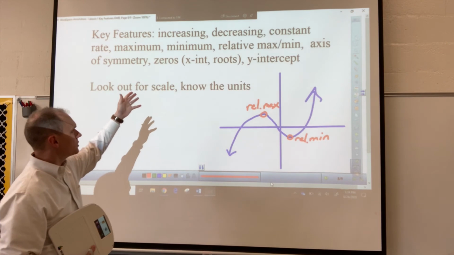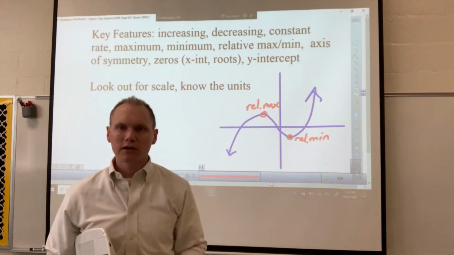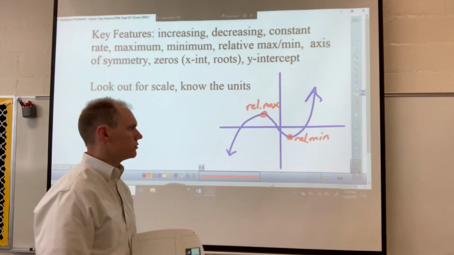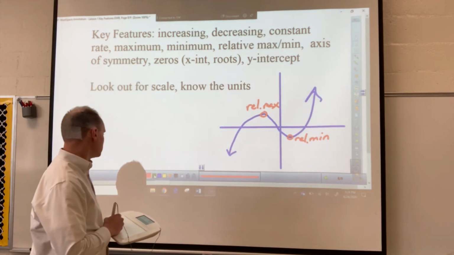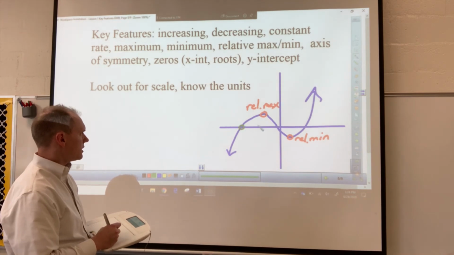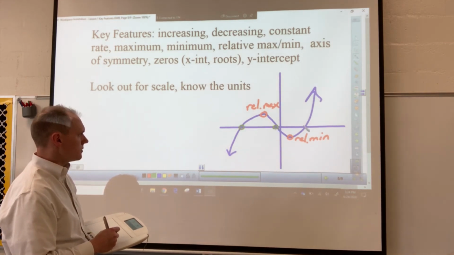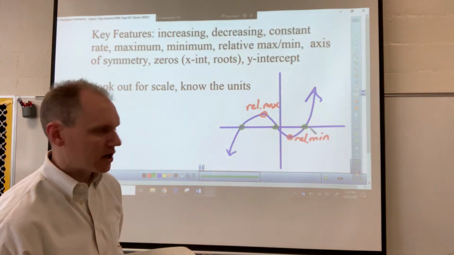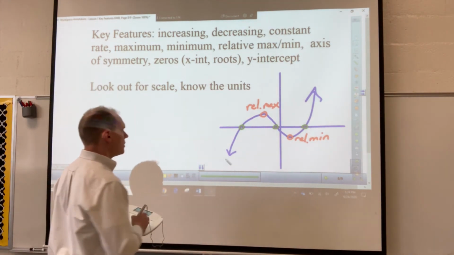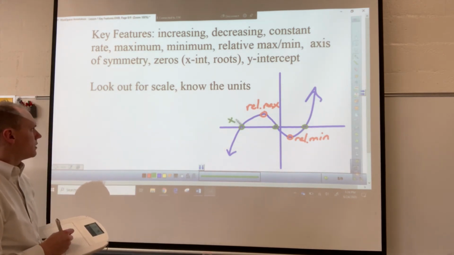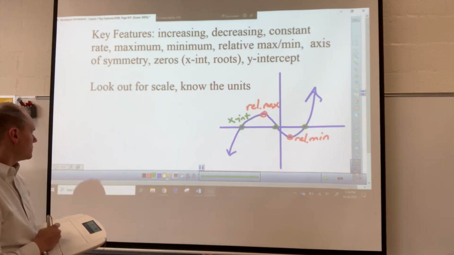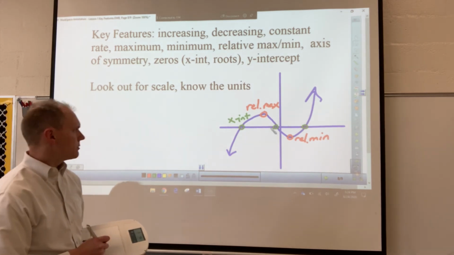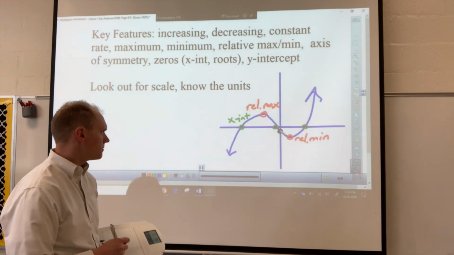And then zeros, which can also be x-intercepts or roots. I think you know what x-intercepts are, but they can also be referred to as zeros or roots. And that is these points right here. These are x-intercepts. Zeros, or roots are kind of interchangeable. And so those are x-intercepts.